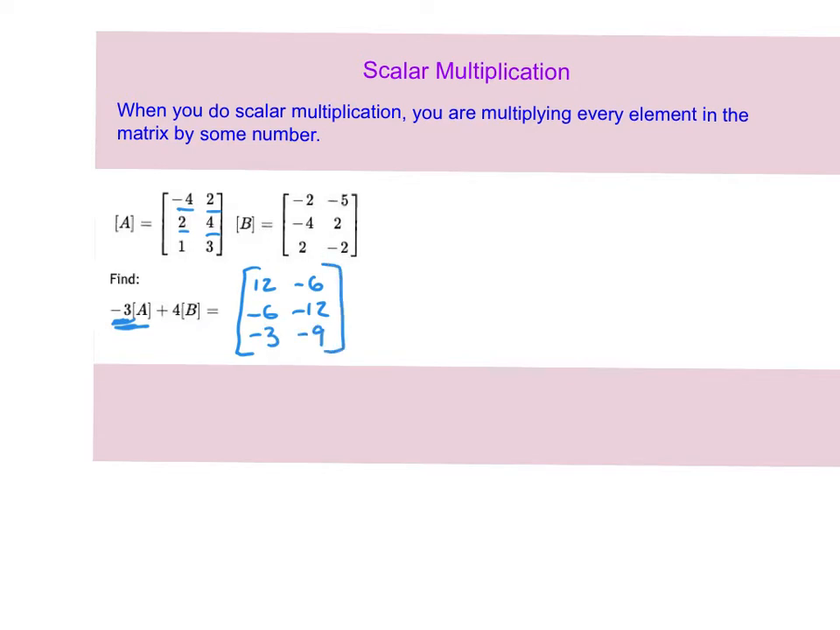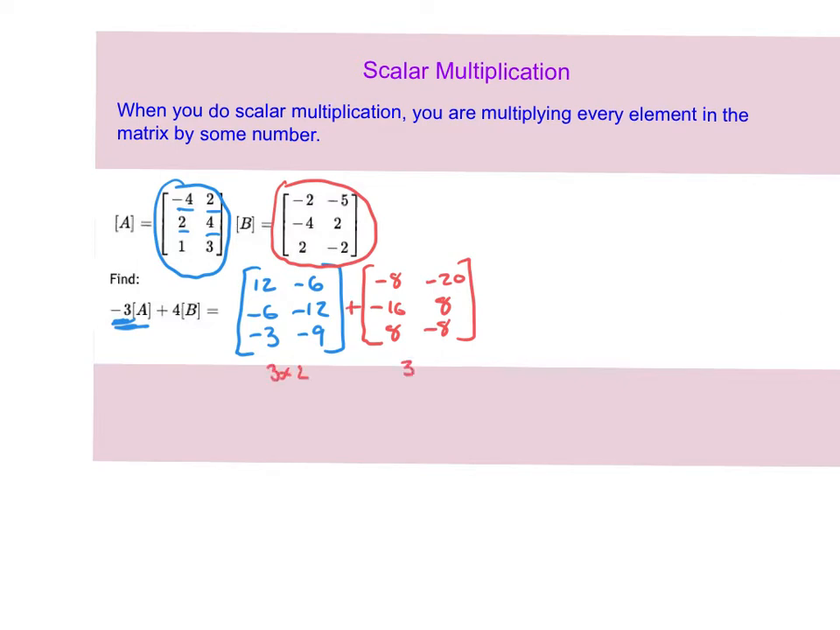So I multiplied each one of the elements in this matrix by -3. Now I'm going to do the same thing, except I'm going to multiply everything in this one by a positive 4. So this matrix will be -8, -20, -16, 8, 8, and -8. So since I'm adding these two matrices together, notice they're both 3 by 2 matrices, so I can add them, and my answer will also be a 3 by 2 matrix.